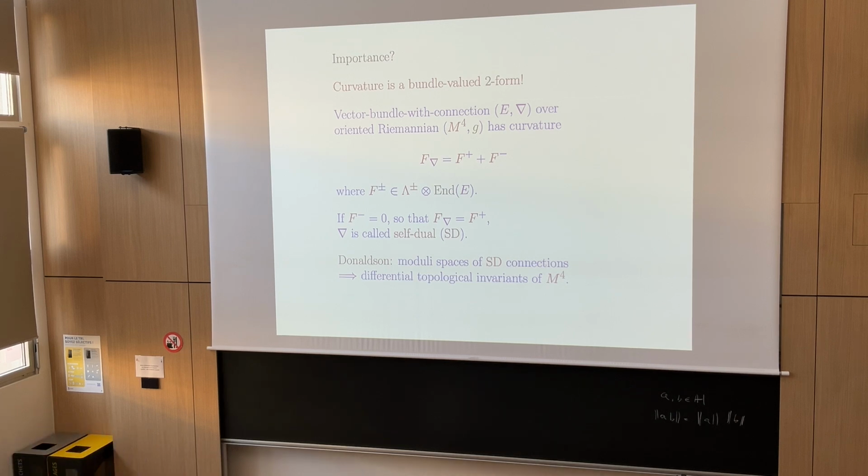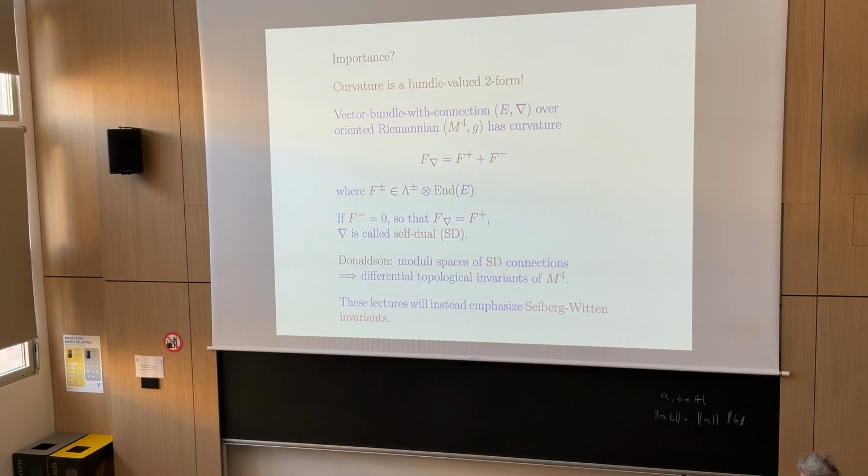Typically, most of the time he was looking at complex bundles of complex rank 2, equipped with a unitary structure. He studied in that context self-dual connections, and for appropriate values of the first Pontryagin number, he was able to show that one could extract differential topological invariants of the four-manifold. These are still very, very interesting invariants. There are things called Donaldson polynomials, for example, that are extracted from this theory.